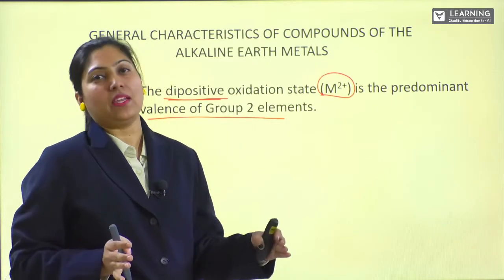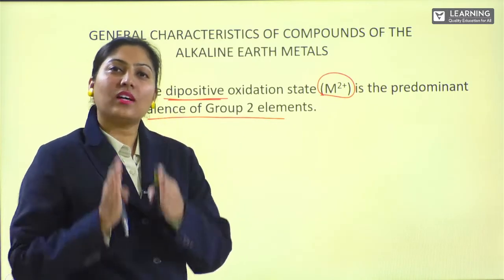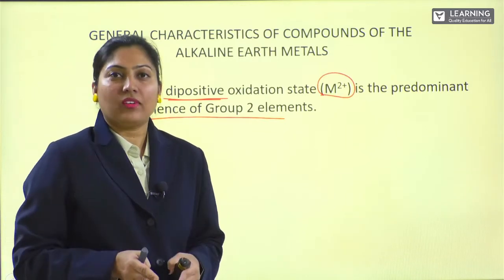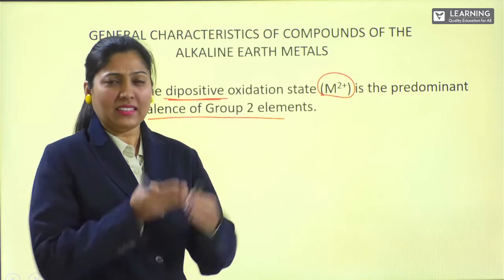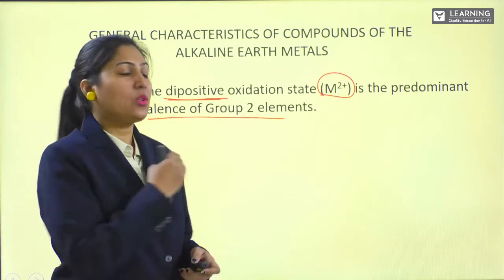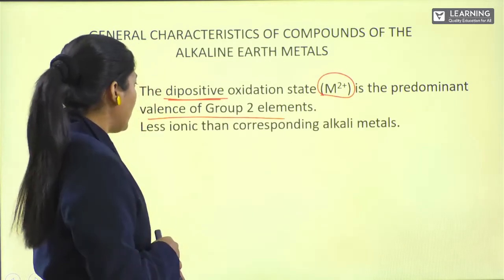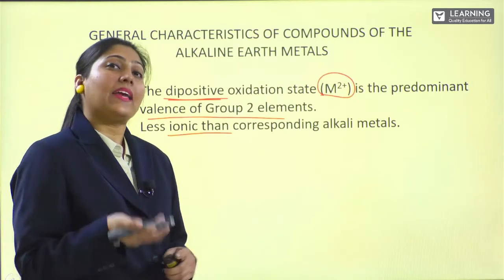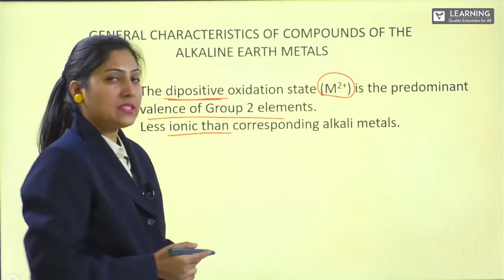If we take the periodic table, generally first group elements will have oxidation state +1, second group will have +2, right? Third group will have +3. It goes on like that. So the next one is ionic nature. Are they more ionic than alkali metals?